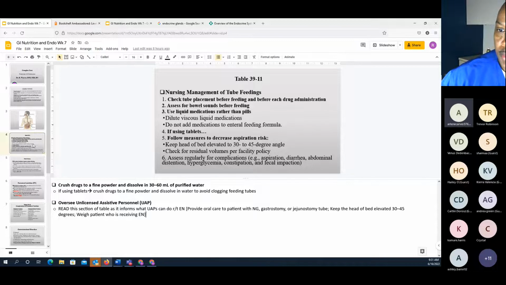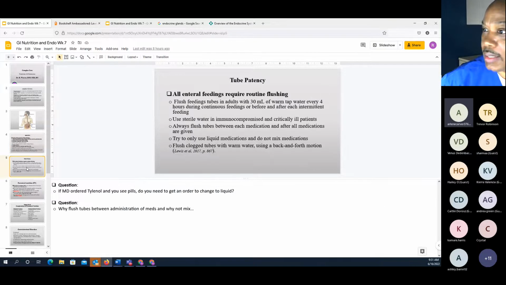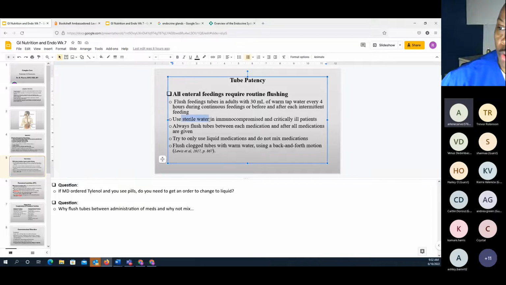All right, so that's slide 4, slide 5. Again, I actually posed this question here, and we're dealing with how to flush your tubing. This is very important. Use sterile water in immunocompromised and critically ill patients. Instead of tap water, you want to use sterile water, right?